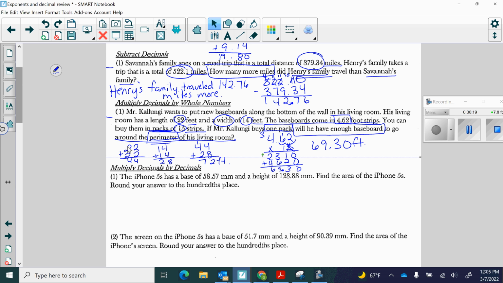So the question says, does he have enough baseboards to go around the perimeter of his living room? No. He only buys 69 feet, but the whole living room perimeter is 72 feet. So no, he does not. Does that make sense?